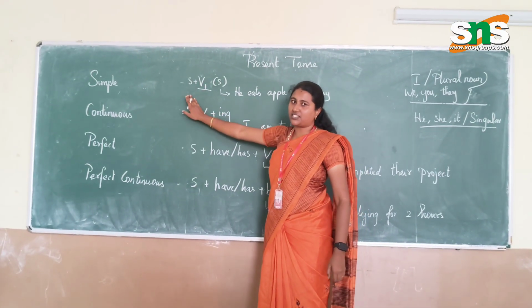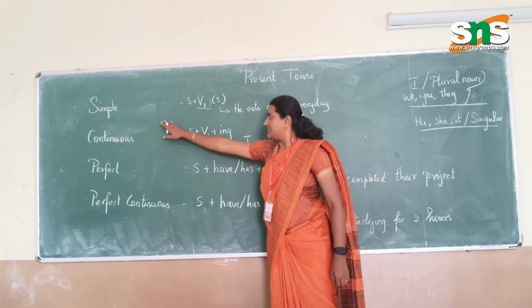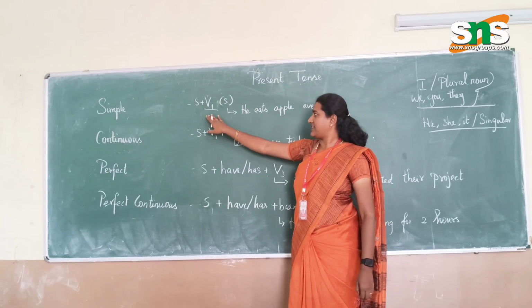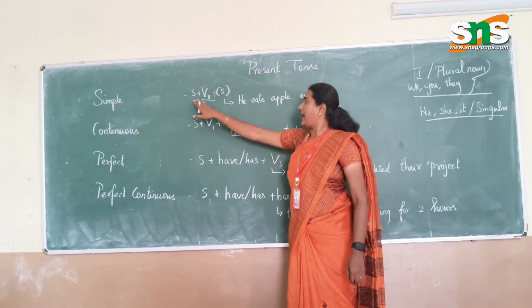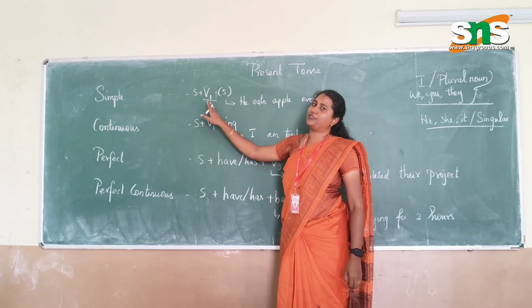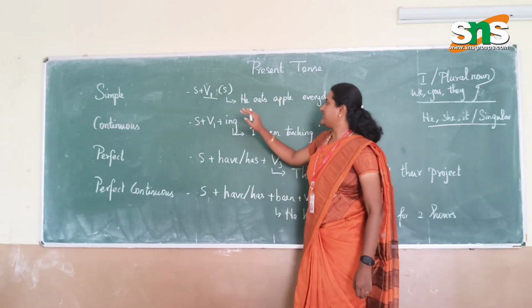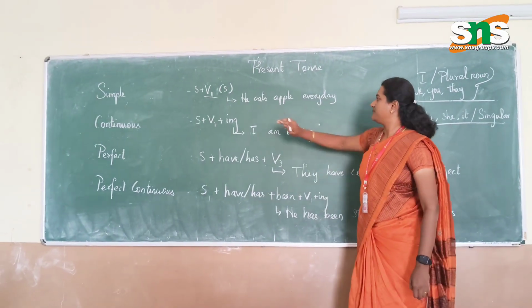The formula for simple tense is: if the subject is singular, we use verb plus s, and if the subject is plural, we use the verb in its base form. Let us see this with an example.